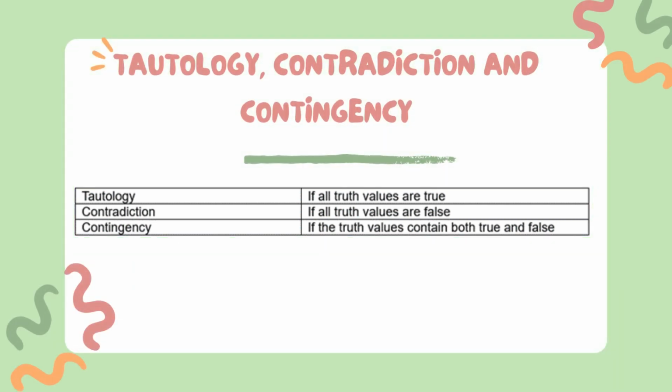Tautology, contradiction, and contingency. What is tautology? Tautology is if all truth values are true. Contradiction. Contradiction is if all truth values are false. For a contingency, the truth values contain both true and false.